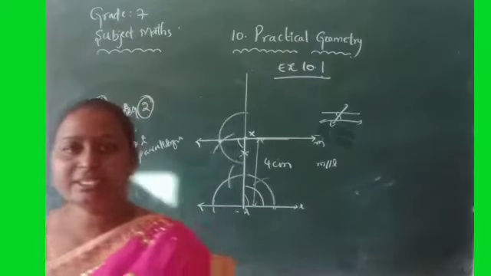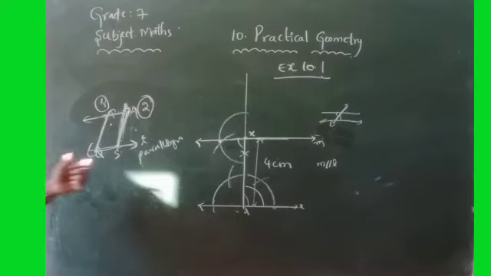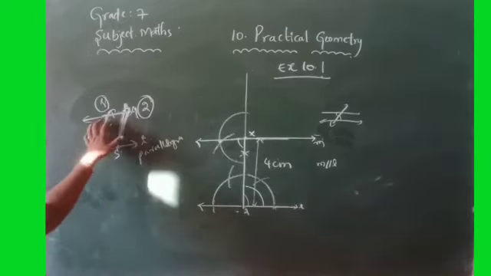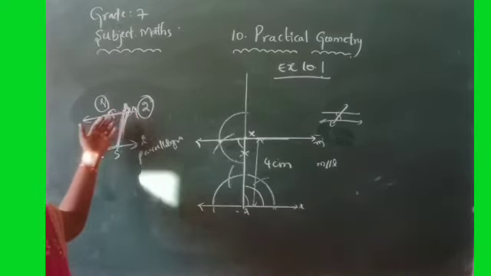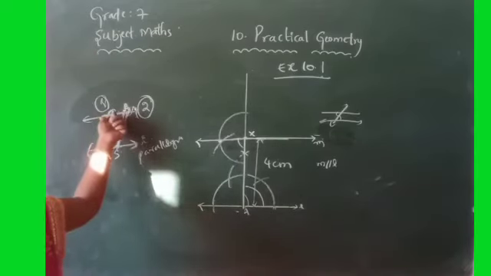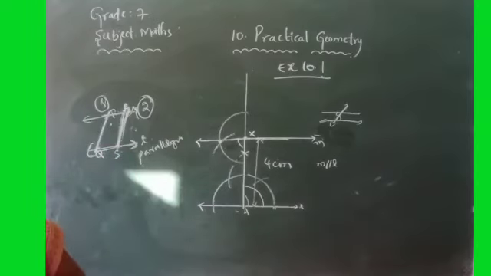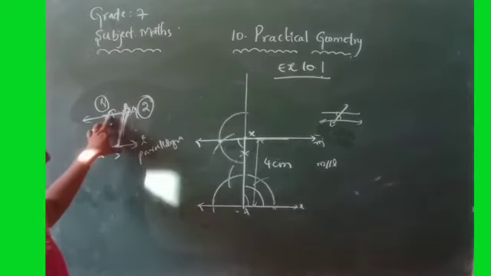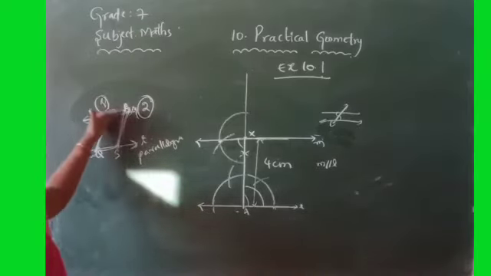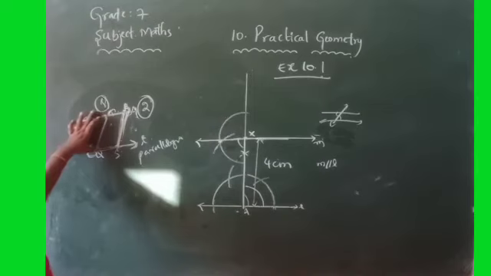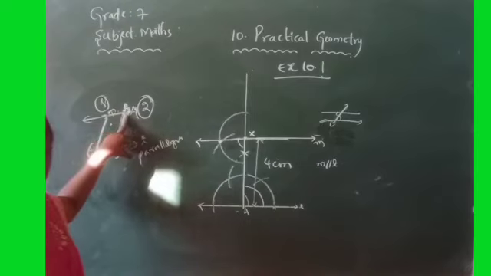Parallelogram. Okay children, once again listen carefully. First draw a line L and take a point P not on L, that means outside of L. Next, through P draw a line M parallel to L. Through P you have to draw one line that is parallel to L. Next, take a point Q on the line L and join PQ. Again take a point R on the line M.